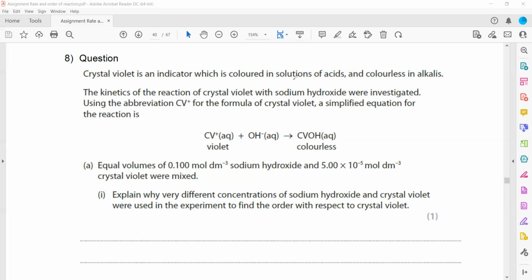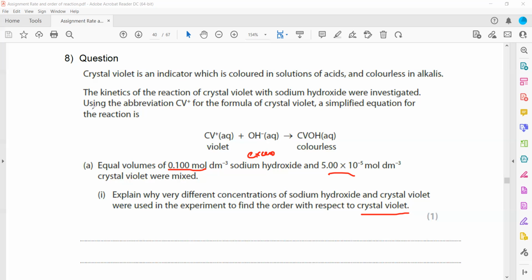Equal volumes of 0.1 mol per dm cubed sodium hydroxide and 5 × 10^-5 moles of crystal violet. Explain why very different concentrations of sodium hydroxide and crystal violet were used in the experiment to find the order with respect to crystal violet. You can see we took a very high concentration of sodium hydroxide and a very small concentration of crystal violet. What is the reason for that? It means we took excess of sodium hydroxide.